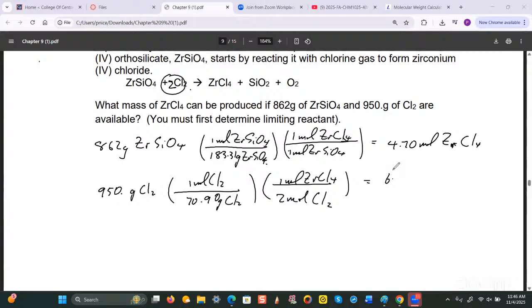Let me do this again. I think I may have made a mistake. 950 divided by 70.9 divided by 2. Okay, that was right. So that would be 6.70 moles of zirconium tetrachloride. All right, what's the next step?